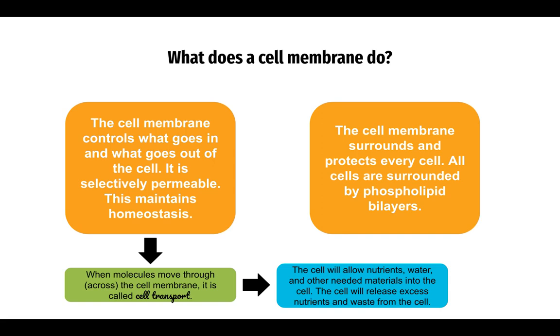So we talked about what a cell membrane does. It helps to control what goes in and what goes out of the cell. That's called selective permeability. It helps to maintain homeostasis, the fancy word for balance. So we are transporting things across the membrane in order to help reach that homeostasis. Cells want to allow in things like nutrients, water, other needed materials, things to make proteins like amino acids. And they want to release things that are excess, like too many nutrients or waste products, other things that are unnecessary for them.